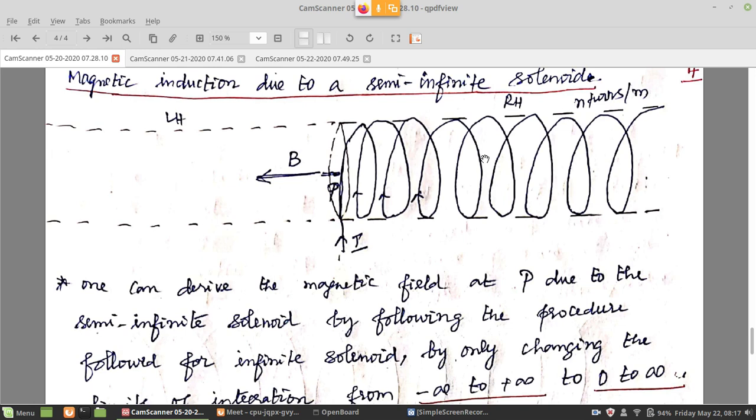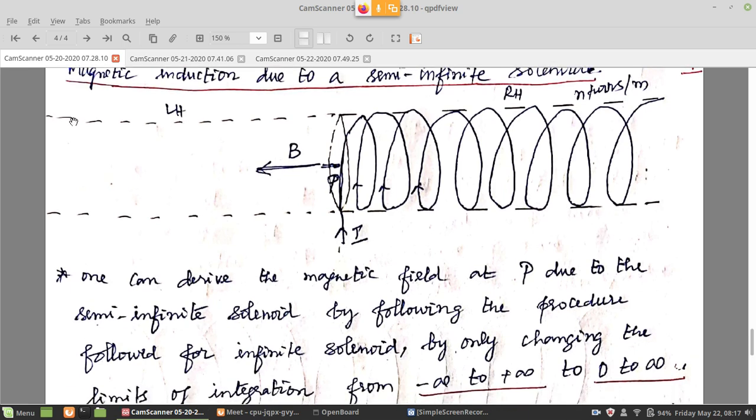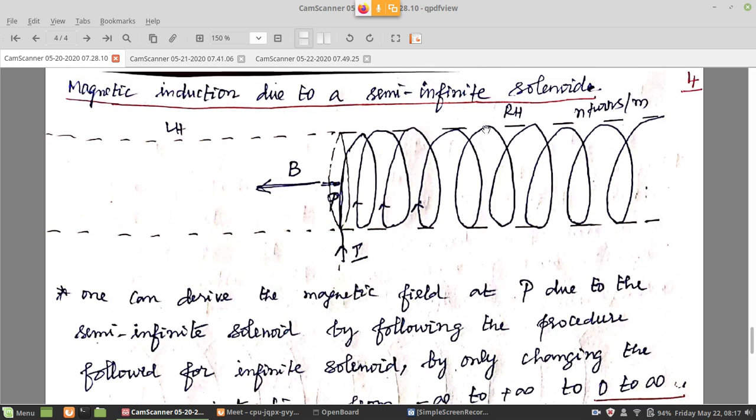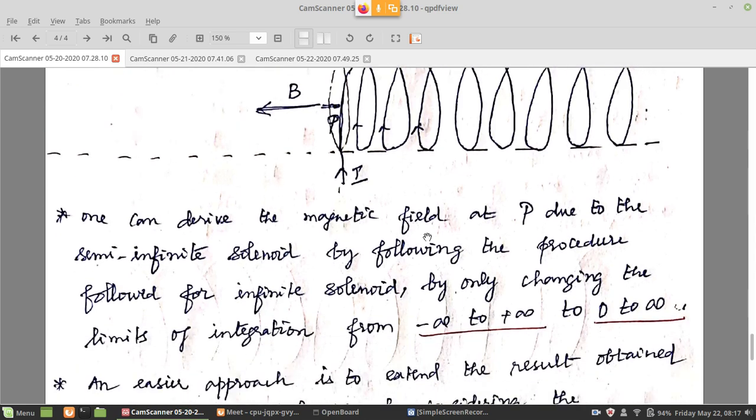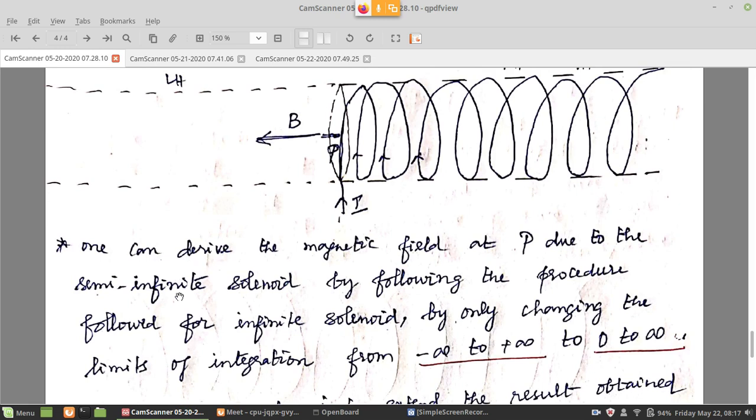The semi-infinite solenoid can be considered as half of the infinite solenoid, because the infinite solenoid extends to infinity on both sides, whereas the semi-infinite one ends at the center. Since on one side it extends to infinity and on the other side there is a boundary, we can assume this to be the right half of the infinite solenoid. If you assume like that, you can easily arrive at the result. So one can derive the magnetic field at any point P due to the semi-infinite solenoid by following the procedure followed for the infinite solenoid.